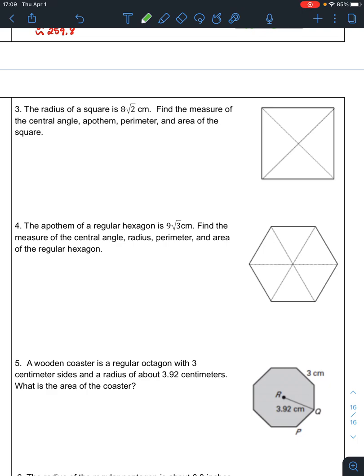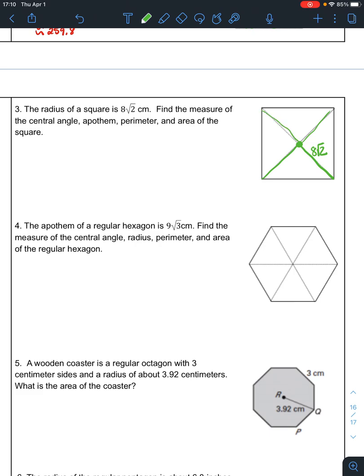So let's look at this. The radius of a square. Again, given the information that you have, you can do a lot of different things with this. You can use the equation for a rhombus, the equation for a square, and the equation for a regular polygon. It says the radius of a square, that means you need to remember what that is, the radius of the square goes from the center to the vertex, is 8 root 2. Find the measure of the central angle, the apothem, the perimeter, and the area of the square.